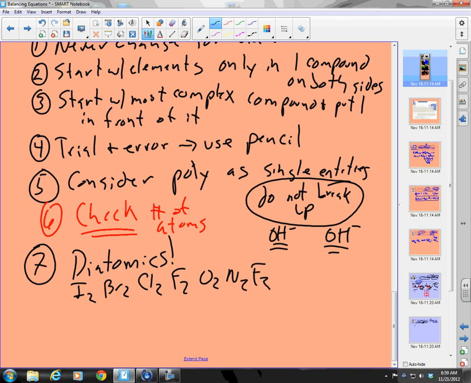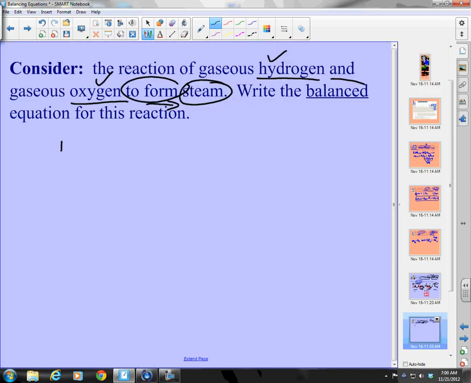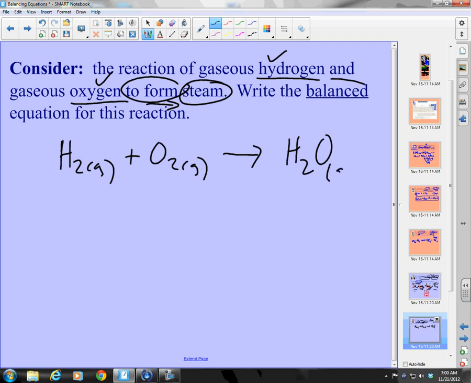Remember, if I have oxygen or chlorine or iodine, that means it must be O2, I2, and so forth. So when it says here, hydrogen gas, it means it's got to be H2 gas. Oxygen, O2 gas to form steam. Steam is what? H2O gas. So I have my formulae.